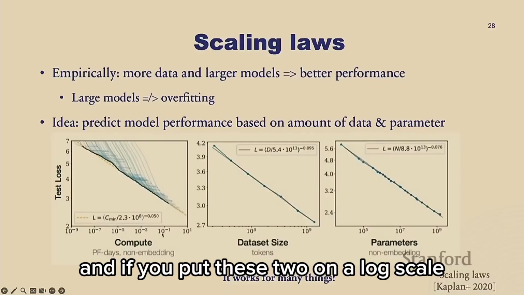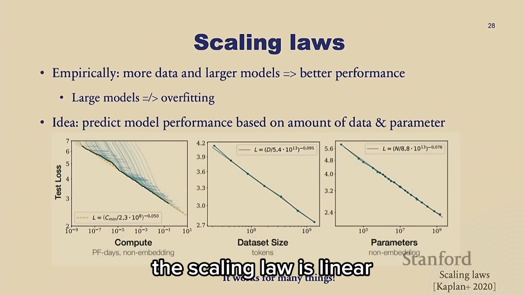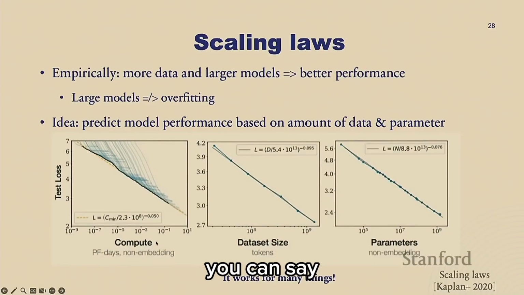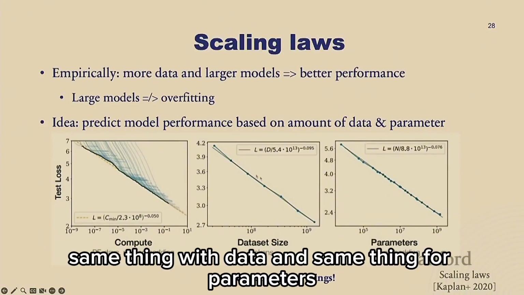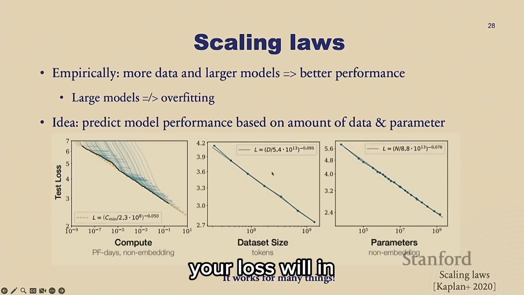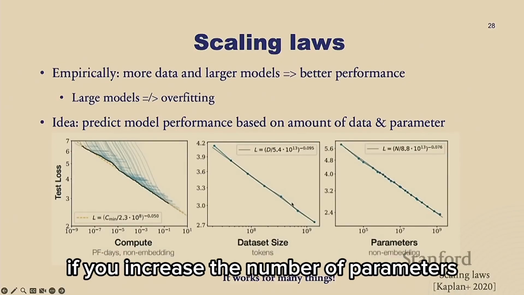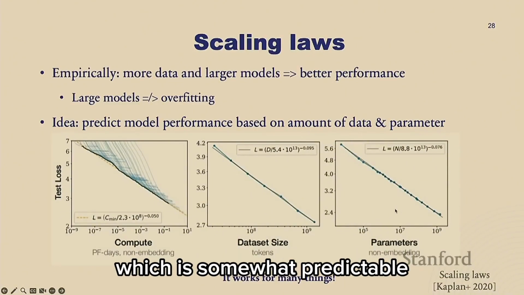And if you put these two on log scale, then you see that the scaling law is linear. That means that if you increase your compute by a certain amount, you can say by how much your test loss will actually decrease. Same thing with data, and same thing for parameters. If you increase the data set size, your loss will decrease by an amount that is somewhat predictable. If you increase the number of parameters, the loss will decrease by an amount which is somewhat predictable.